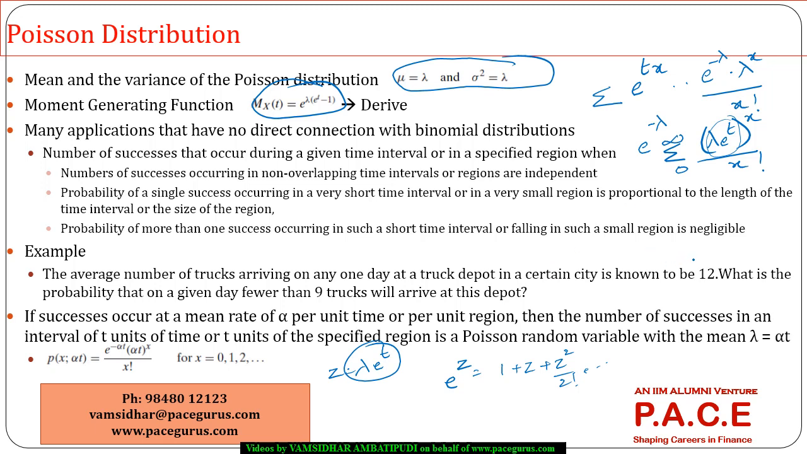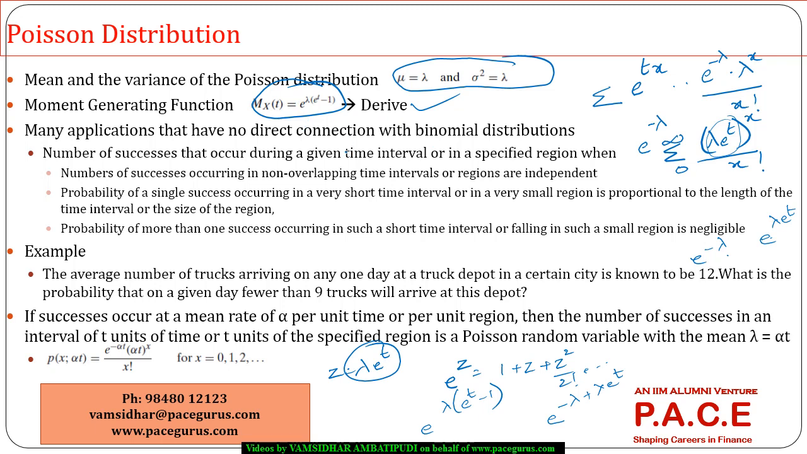So this is becoming e power minus lambda into e power lambda e power t, which is otherwise, if I take the lambda out, e power minus lambda plus lambda e power t, or I will write it as e power lambda into e power t minus 1. So that is what becomes the moment generating function associated with the Poisson distribution.